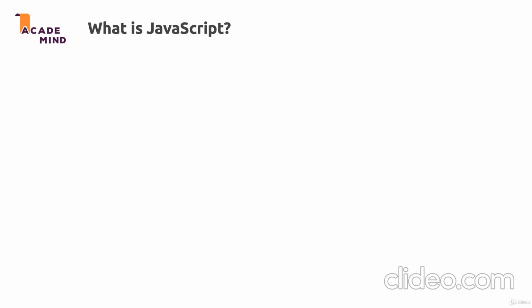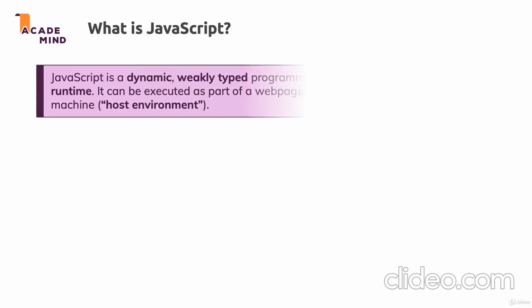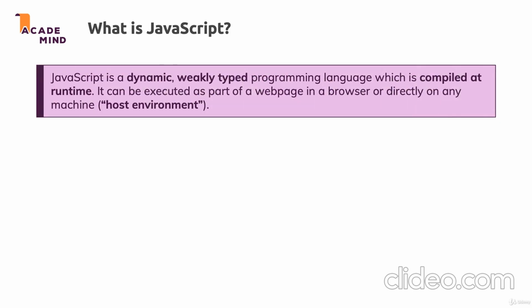Let's have a look at a couple of definitions. JavaScript is a dynamic, weakly typed programming language which is compiled at runtime. It can be executed as part of a web page in a browser or directly on any machine in a so-called host environment. Okay, not entirely clear yet? Let's have a look at an additional definition.